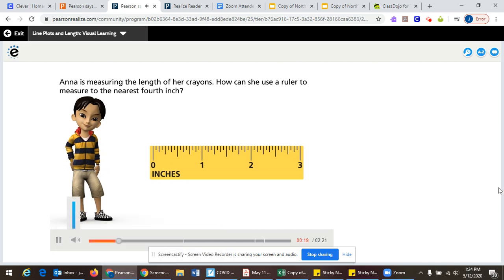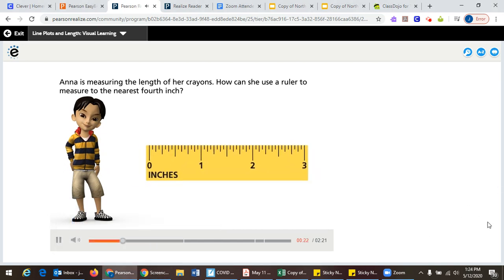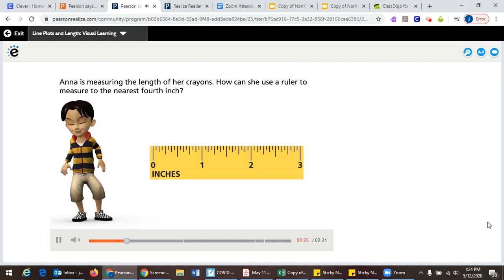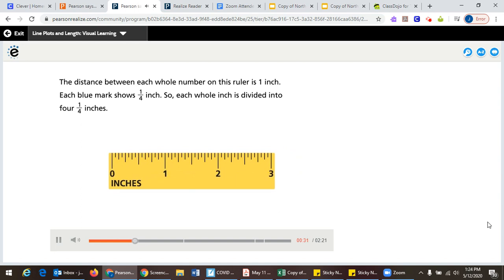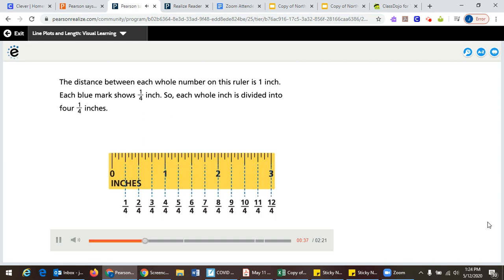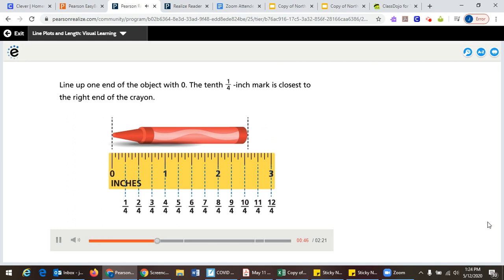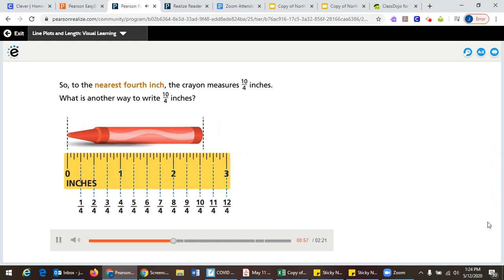Anna is measuring the length of her crayons. How can she use a ruler to measure to the nearest fourth inch? The distance between each whole number on this ruler is 1 inch. Each blue mark shows 1/4 inch. So each whole inch is divided into 4 1/4 inches. Line up one end of the object with 0. The 10th 1/4 inch mark is closest to the right end of the crayon. So, to the nearest fourth inch, the crayon measures 10/4 inches.